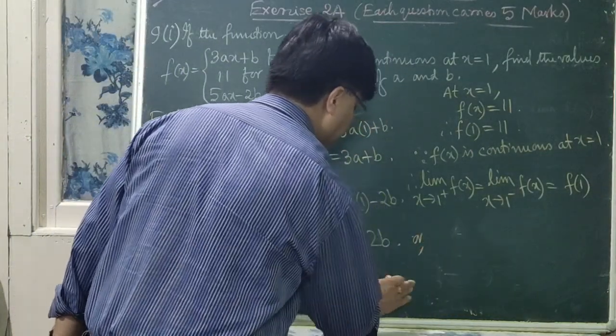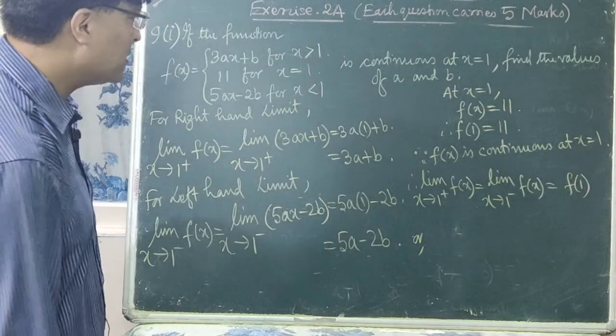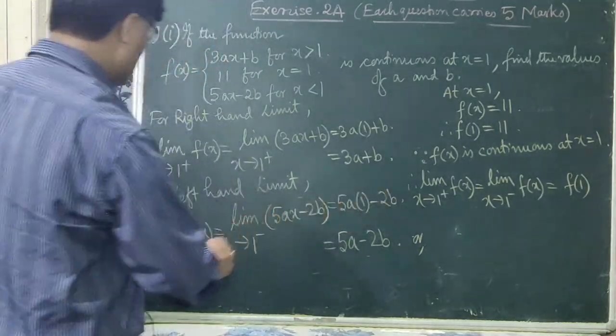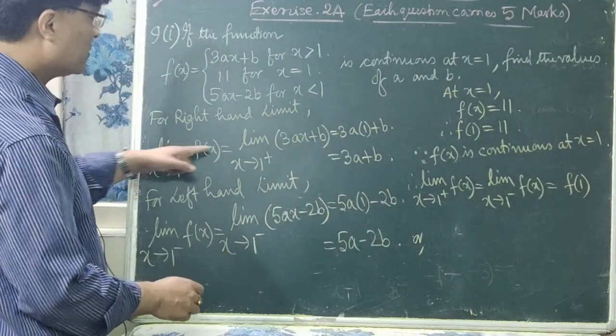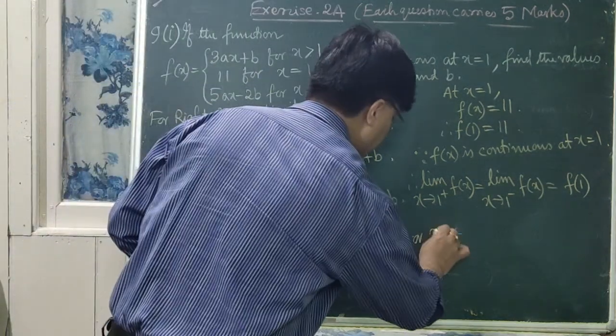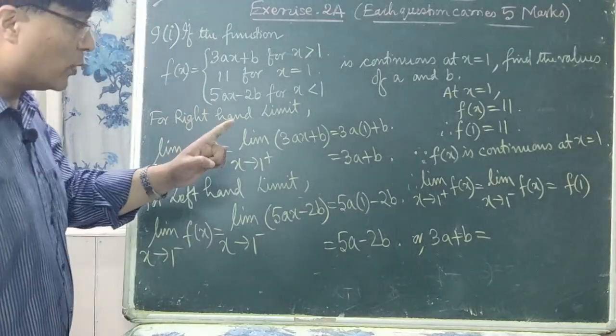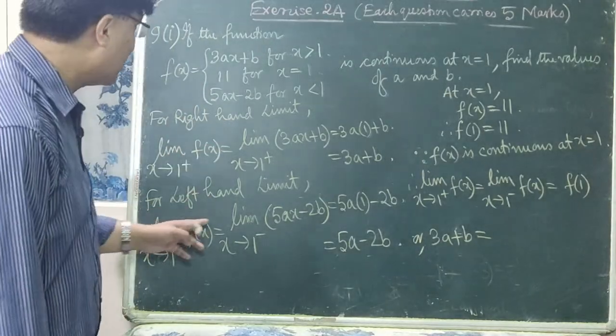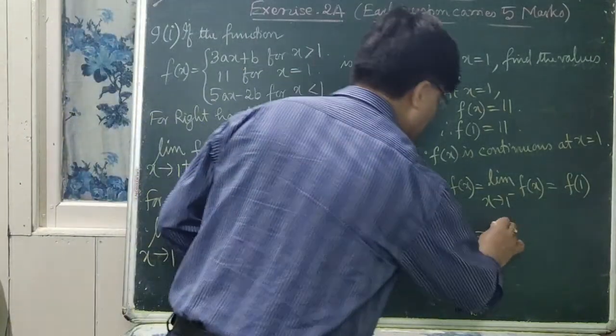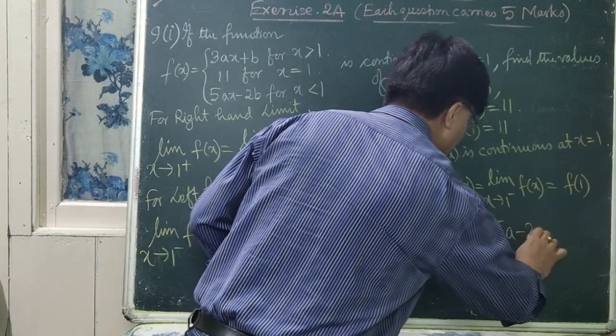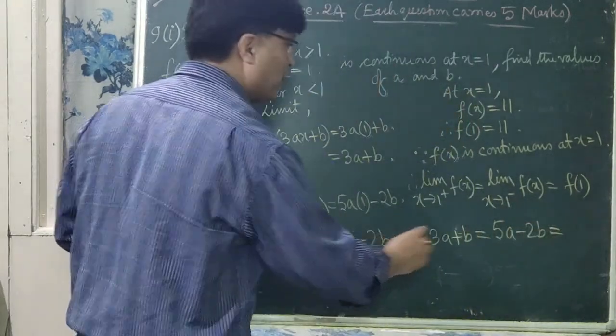What is the right hand limit here? Limit x tends to 1 plus means right hand limit. What is the value of the right hand limit? 3a plus b. This 3a plus b is equal to, what is x tends to 1 minus? That is your left hand limit. What is the left hand limit here? 5a minus 2b. 5a minus 2b, which is equal to, what is f of 1?